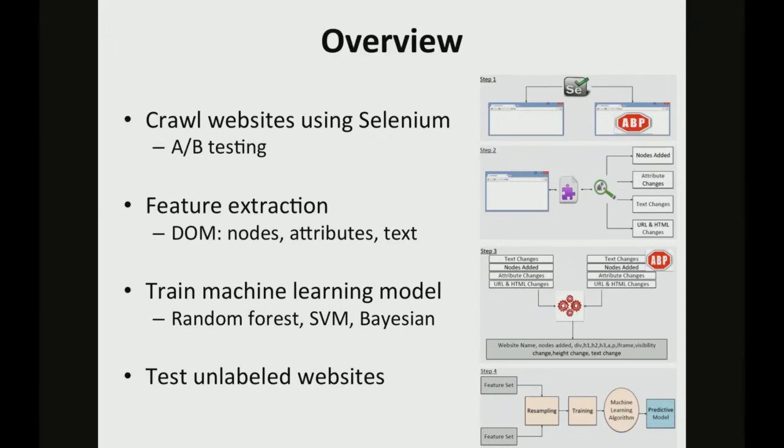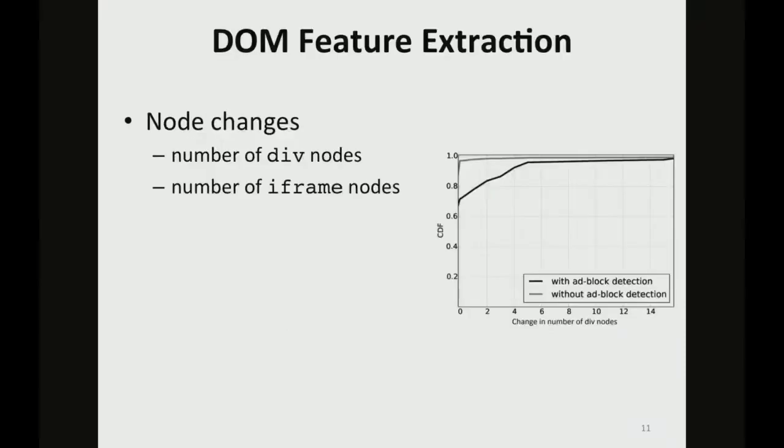So just to give you some more sense of what these features really are. We have a bunch of features. There are a lot of details in the paper. Here I would like to emphasize 3 types of features. First is whether or not there are any changes in the number of DOM nodes of a web page.